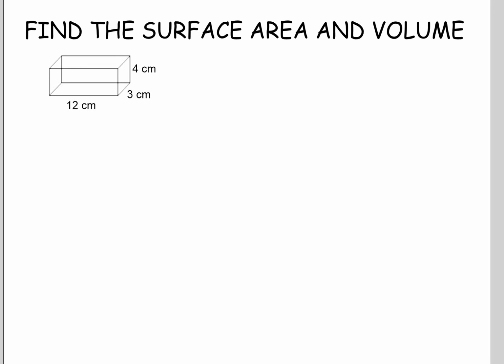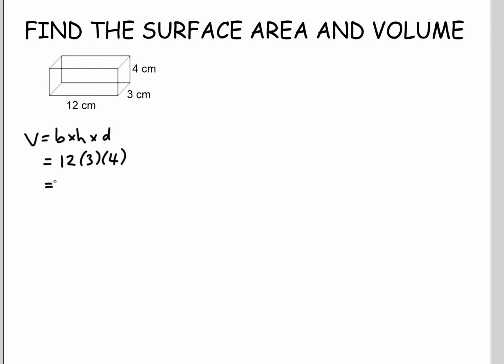So this video just goes through some examples of surface area and volume for prisms, rectangular prisms, triangular prisms, and for cylinders. So if we look at this particular example, we'll start with volume because it's the easiest. The formula for volume is base times height times depth. And then we write the formula and then we just fill in what we know.